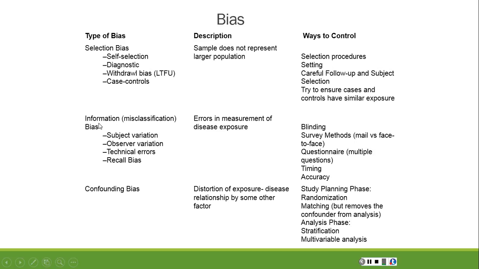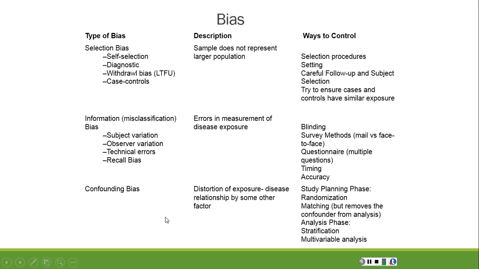There can also be misclassification or information bias, whereas a case is classified as a control or vice versa. This can be due to variation in subjects, variation in observers, technical errors, as well as recall bias. This is due to errors in measurement of the disease exposure, and ways to control this include blinding, the survey methods, mail versus face-to-face, questionnaires with multiple questions to affirm whether or not someone's exposed, timing and accuracy of measurements.